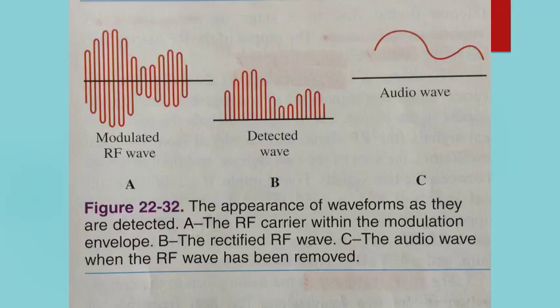Detection. Detection is needed to recover the audio signal from the modulated RF carrier wave. Assume that a modulated radio frequency signal has been amplified by several stages of RF amplification. It now has enough amplitude for detection. Recall that detection is a form of rectification. The RF wave is removed, leaving only the AF wave. See figure 22-32.